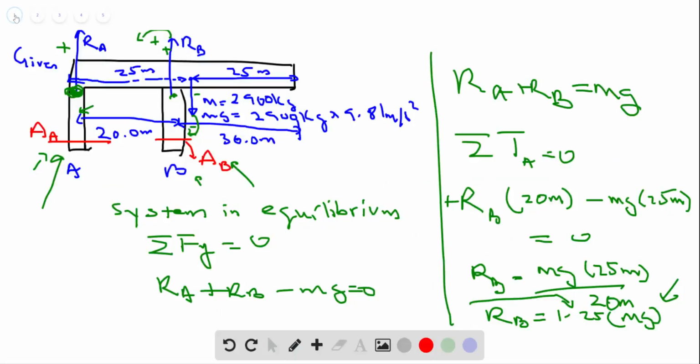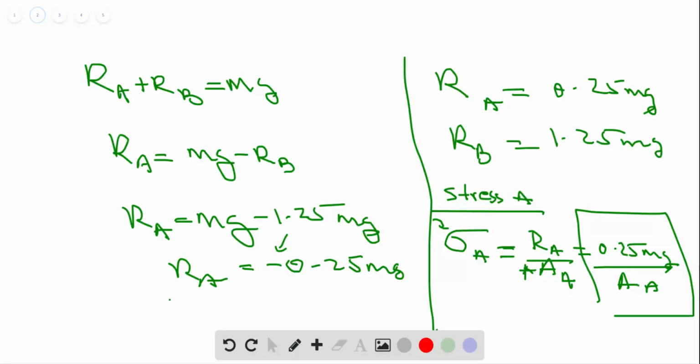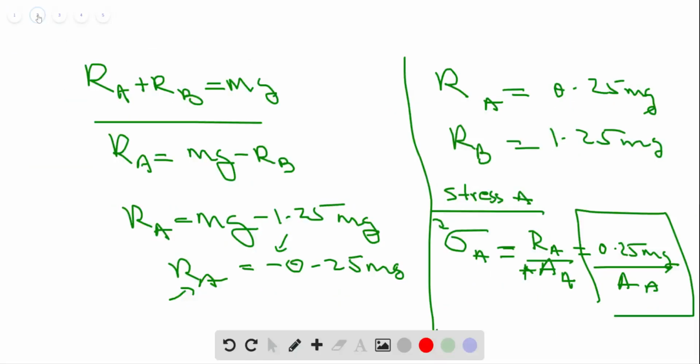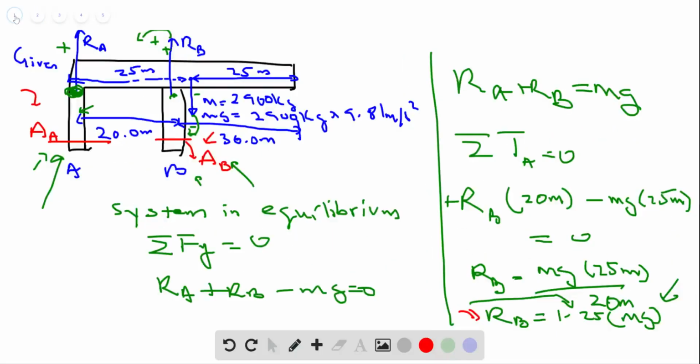So, once again, we have two portions here. We're looking for the cross-section at A and the cross-section at B. The first thing, we have to use equilibrium to find out what these reactions are. So reaction at B is 1.25 of the weight. And then using that, we can always get the reaction at A, again using equilibrium. Don't forget about the torque. The torque was helpful to get the reaction at B.